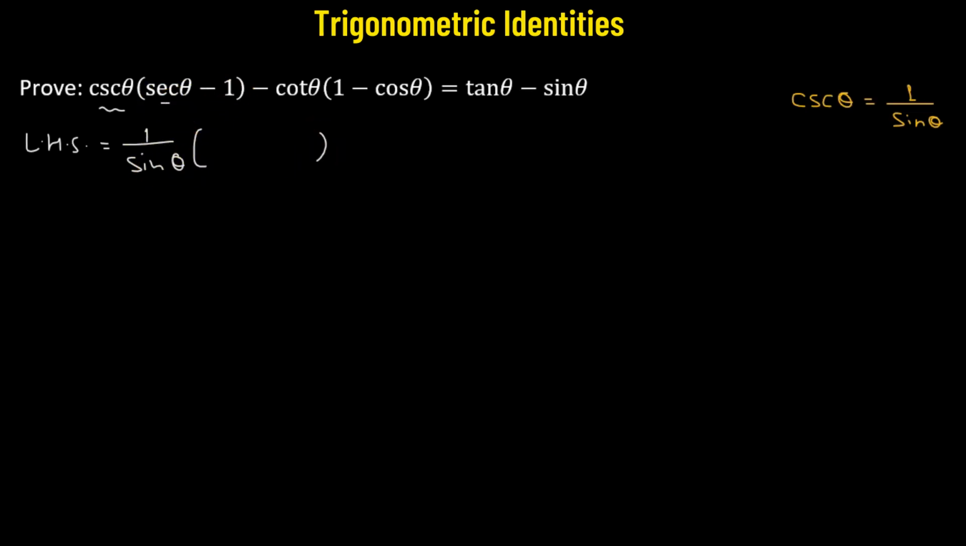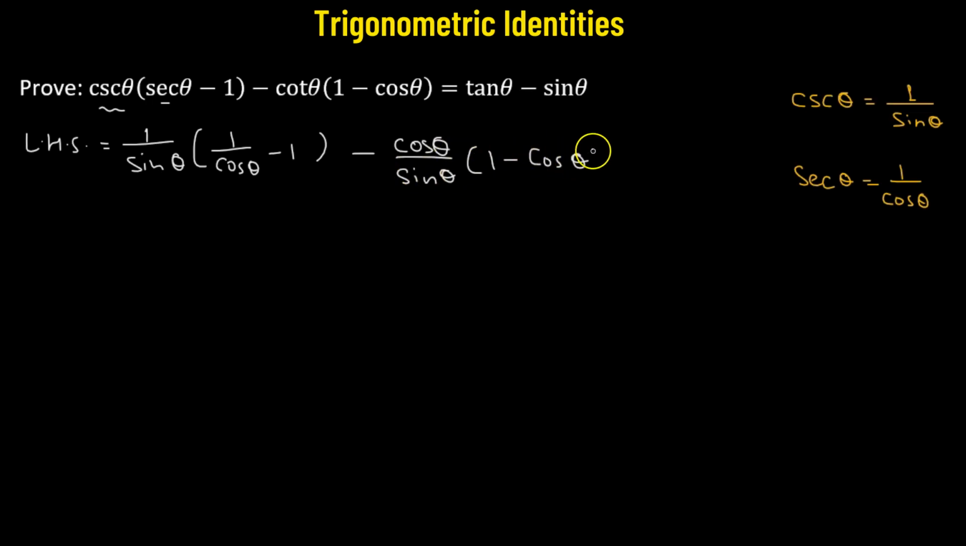theta minus 1, but secant theta is the reciprocal of the cosine function. We have secant theta given by 1 over cosine theta. So let's plug in this value here. So we have 1 over cosine theta minus 1. Minus, we have cotangent of theta, which is the ratio of the cosine over sine functions. We have cosine theta divided by sine theta, whole multiplied to 1 minus cosine theta.